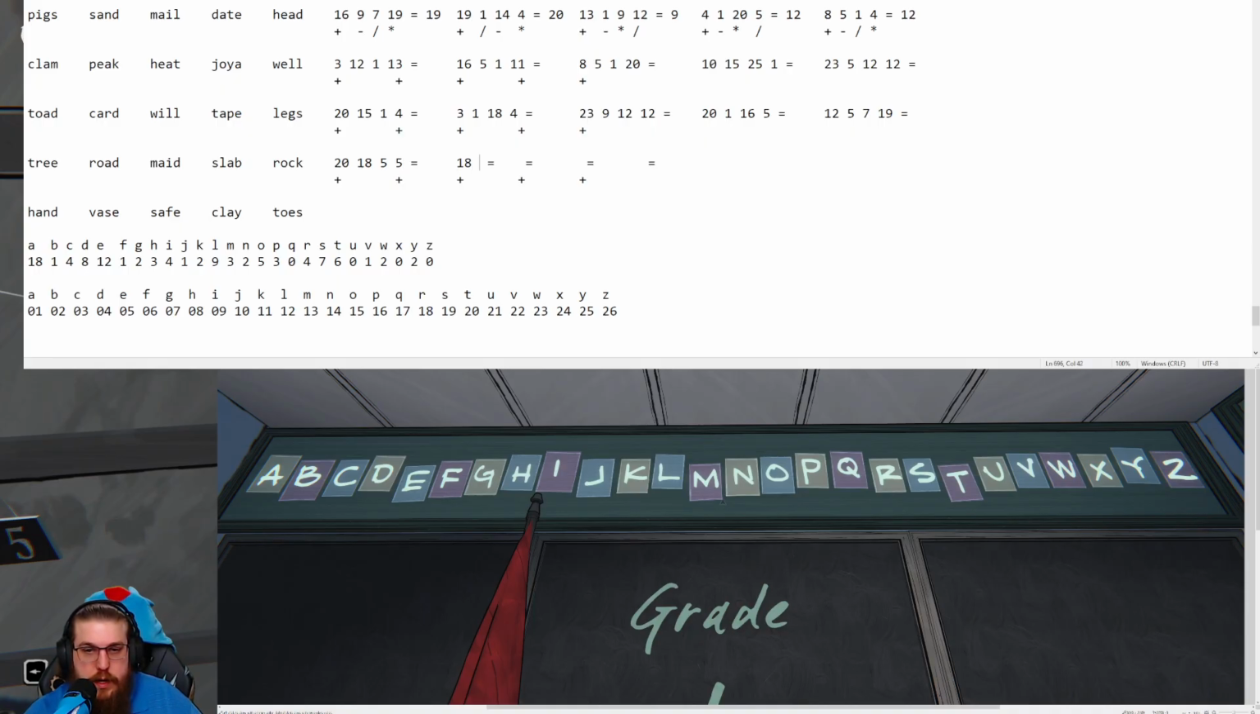Road, 18, 15, 1, 4. Made, 13, 1, 9, 5. Slab, 19, 12, 1, 2. Rock, 18, 15, 3, 11.